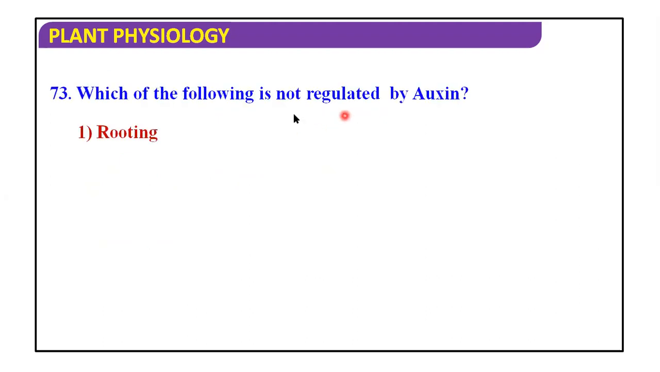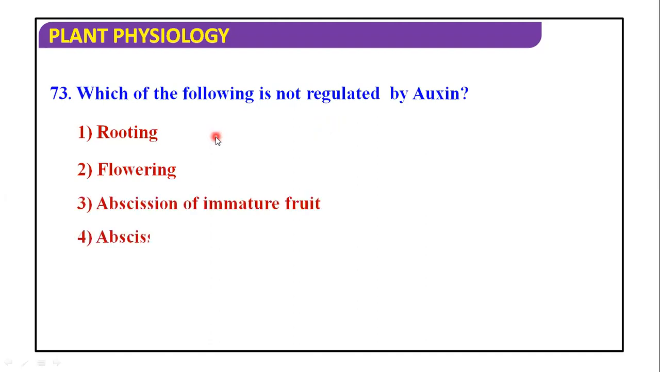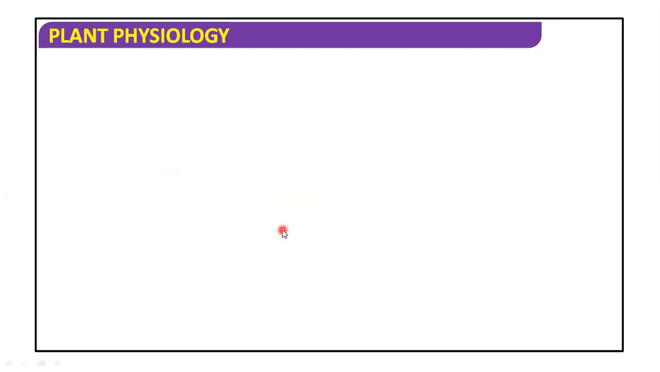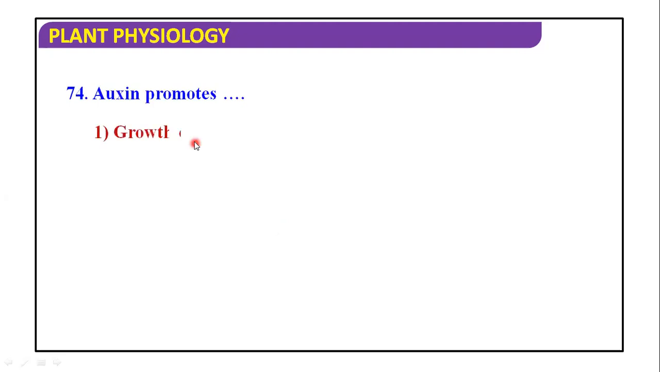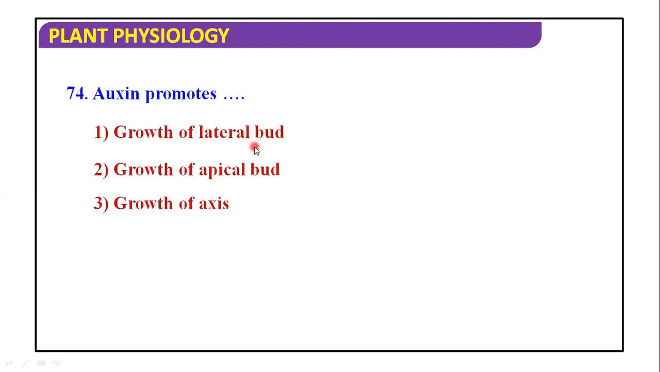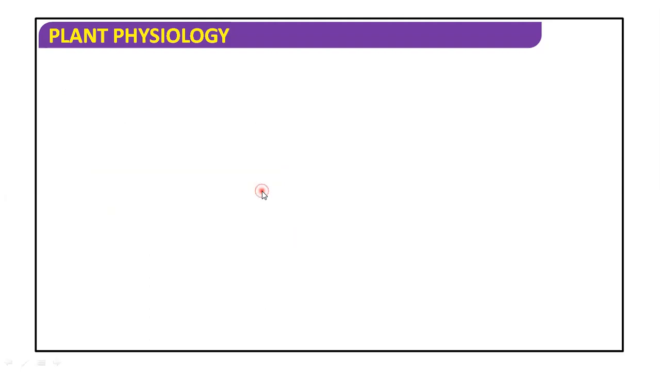Which of the following is not regulated by auxin? Rooting, flowering, abscission of the immature fruit, abscission of the mature fruit. And answer is abscission of immature fruit. Auxin promotes growth of lateral bud, growth of apical bud, growth of axis, or growth of lateral branch. And the answer is growth of apical bud.